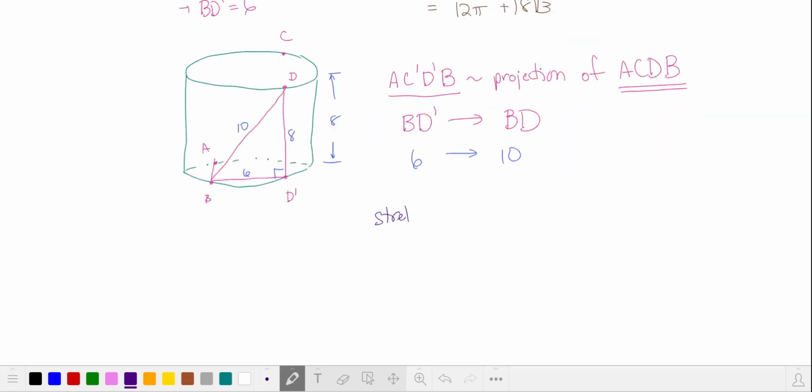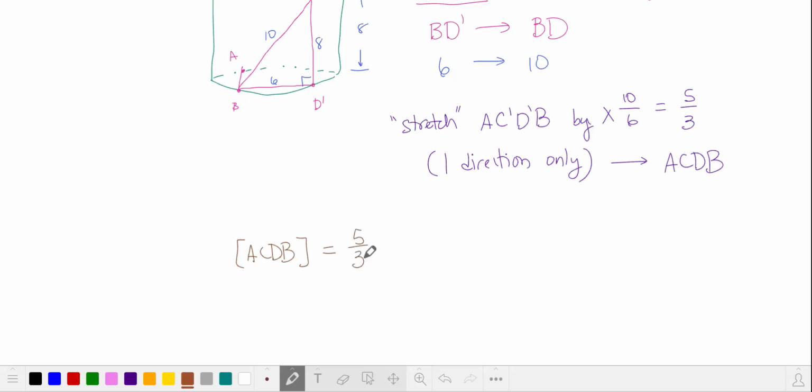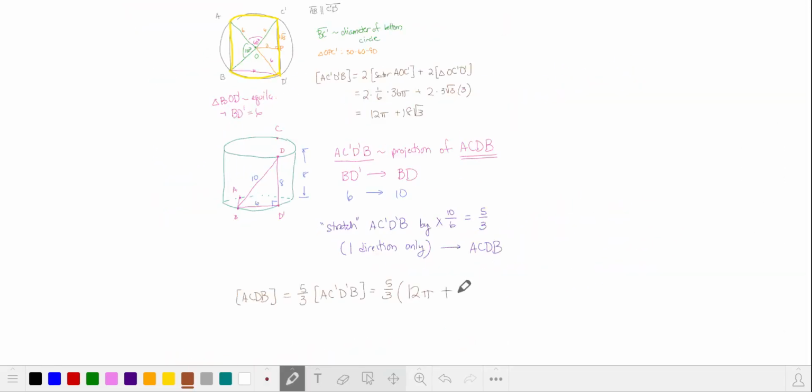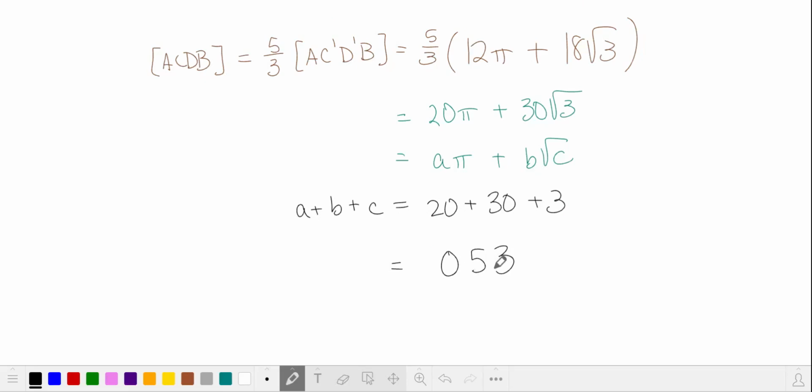So if we stretch our projection A, C prime, D prime, B by a factor of 10 over 6 or 5 over 3, and this is in one direction, so we only multiply once, then we will yield the area of ACDB. So ACDB is 5/3 times the area of A, C prime, D prime, B, which we found earlier, 12 pi plus 18 root 3. This is 20 times pi plus 30 times root 3. The problem asks for the sum of A, B, and C, and our answer is 53.